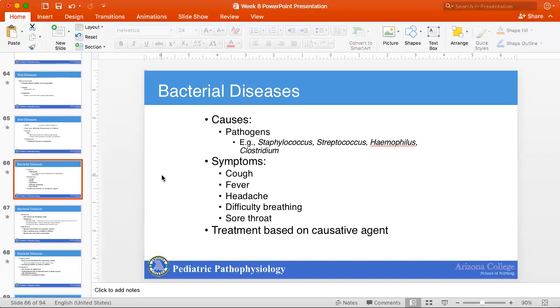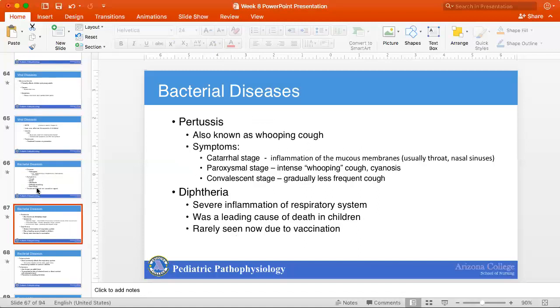So some bacterial diseases, pathogens that are common: Staphylococcus, Streptococcus, Haemophilus, Clostridium. Symptoms you can kind of see here, and then treatment is based on the causative agent.